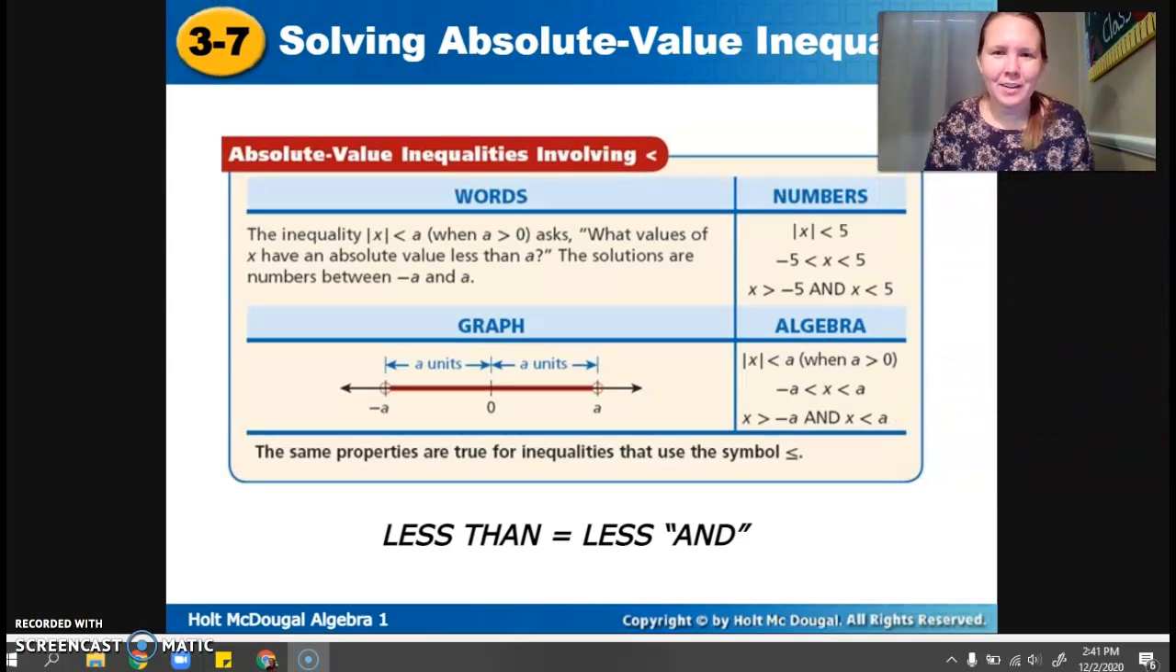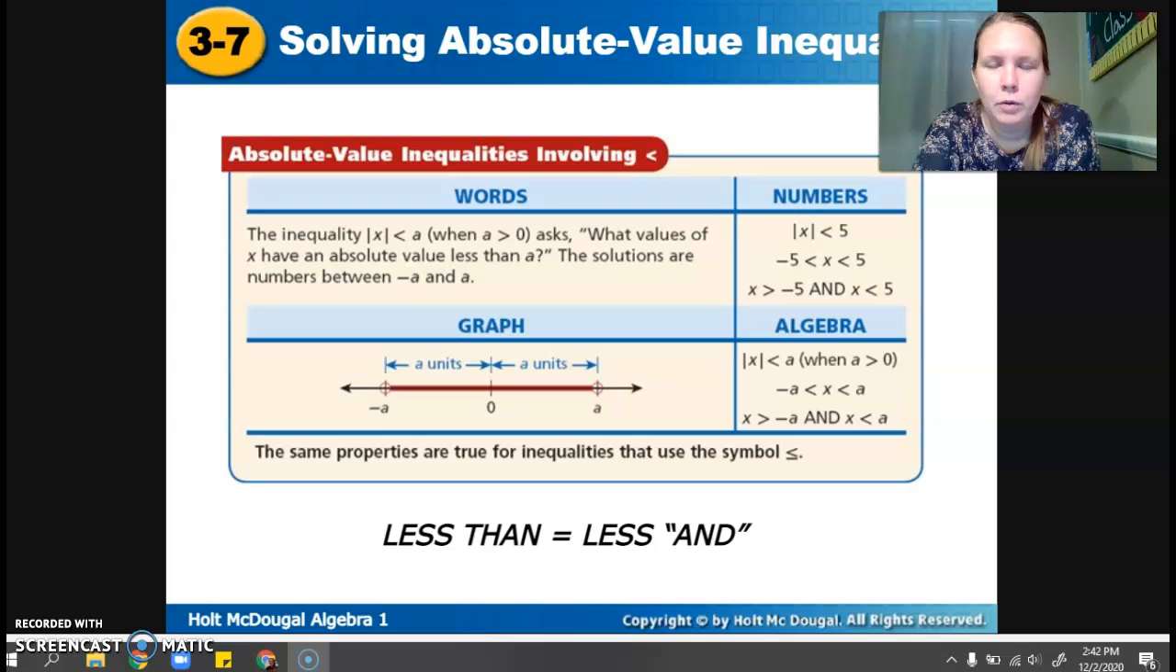Sorry for that confusion. So it's talking about the inequality of the absolute value of x is less than a, when a is greater than 0. Remember, we can't have a negative there because absolute value is never negative. So in that case, it has to be larger than 0. It asks what values of x have an absolute value less than a. So the solutions are going to be between negative a and a. Remember when we took actual equations, we always set them equal to the positive version and the negative version. So this is very similar to that.